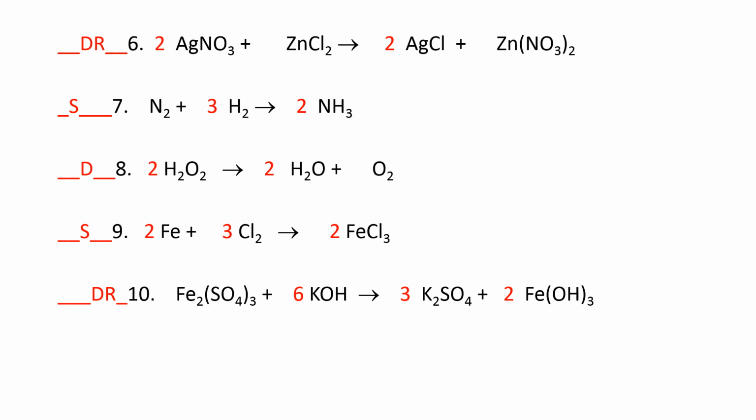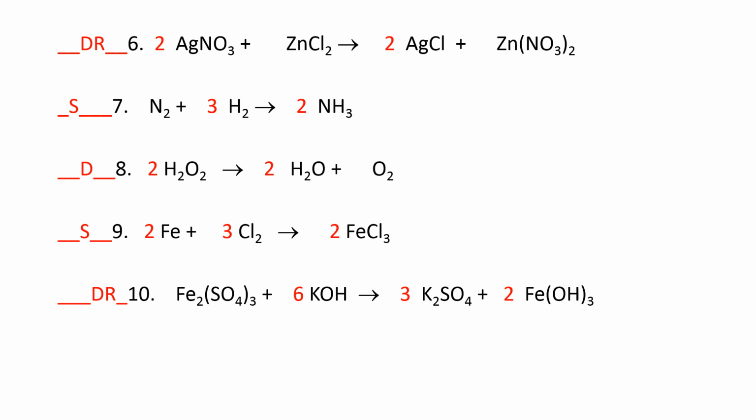Number 8 is a decomposition reaction. We have hydrogen peroxide splitting into water and oxygen. So one reactant, multiple products. Number 9 is a synthesis yet again. We have iron with chlorine gas producing iron 3 chloride. We have multiple reactants and a single product.